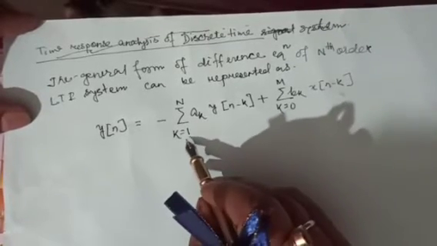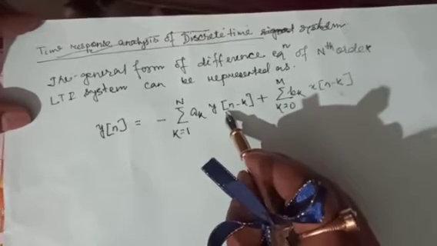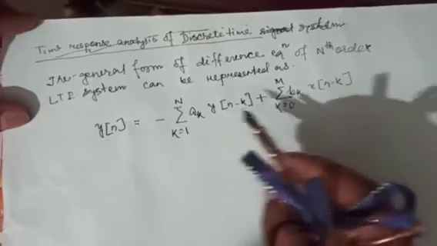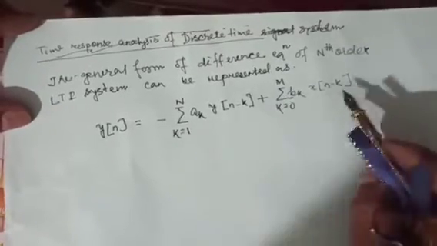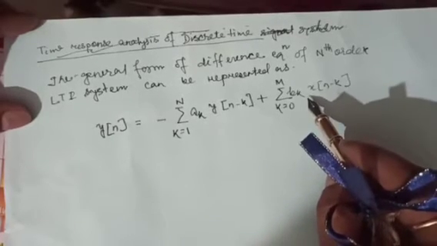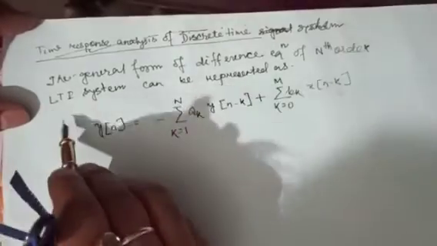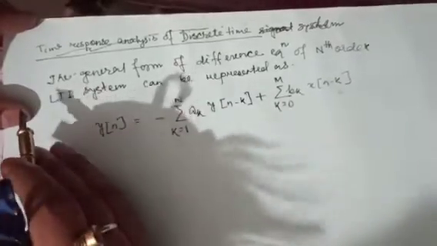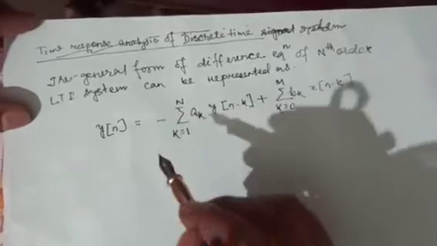So you see, when k is equal to 0, it is a0 into y of n. That is why this y summation is started from k equal to 1. For x, it is b0 x of n plus b1 x of n minus 1, and so forth. Similarly, the y terms will go to that side, that is why it is minus. So this side is the output, that is the response, and the right hand side is the input. That is why this minus comes.